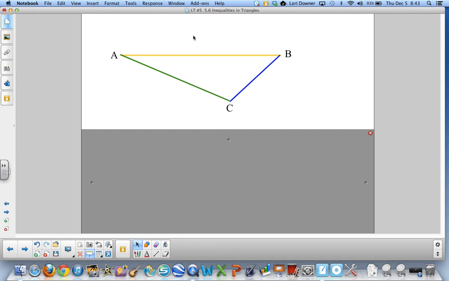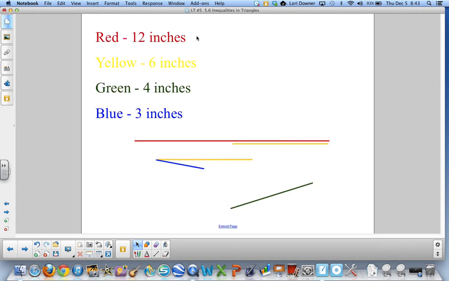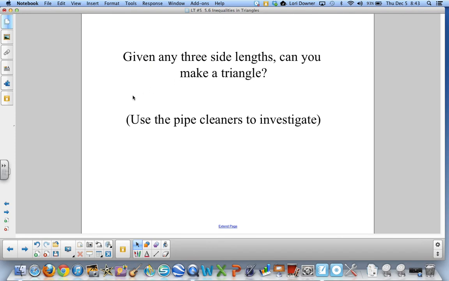We could put those together, and we get a triangle like this, ABC. So, given 3 side lengths, you could make a triangle, but it's not always possible. Given any 3 side lengths, can you make a triangle? And the answer is no. Not any 3 side lengths, only certain ones will work.